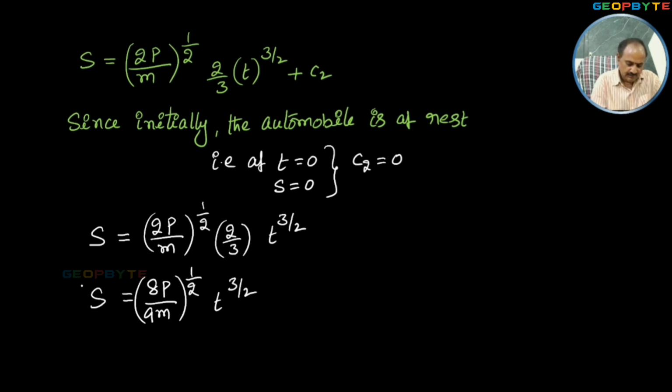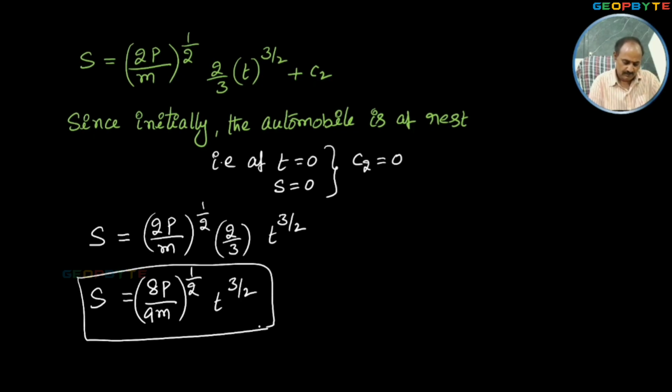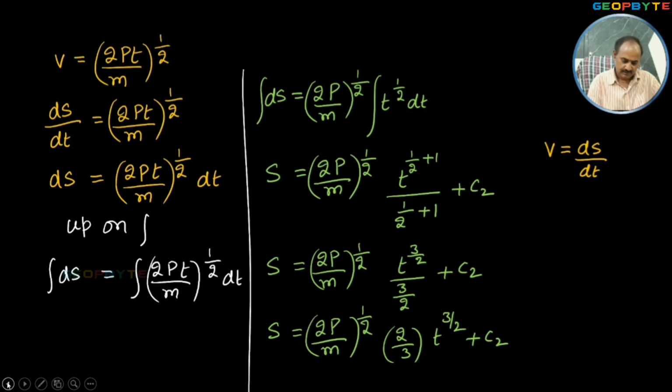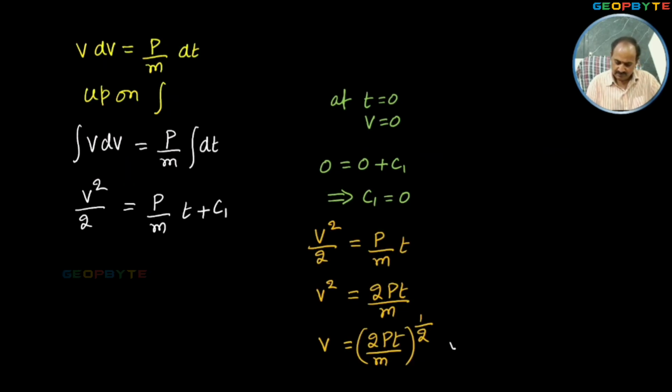So this is the position in terms of power. Similarly, this is the velocity in terms of power. I hope all of you clearly understood, right? Where P is the power, t is the time, m is the mass of the automobile engine.